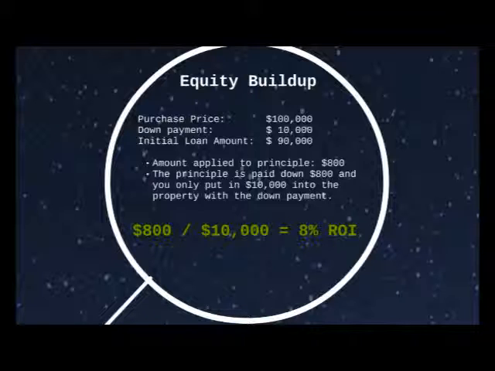Let's say after the entire year, the amount applied to the principal is $800, which means you've lowered the loan amount by $800. So the principal is paid down by $800, and you put $10,000 in as a down payment. That's $800 that you brought the mortgage down, divided by the $10,000 down payment, is another 8% return on investment. That alone is probably going to beat most stocks in the stock market. So equity buildup basically is you're paying down the loan amount on your property by the tenant paying the rent. So they're the ones paying it.